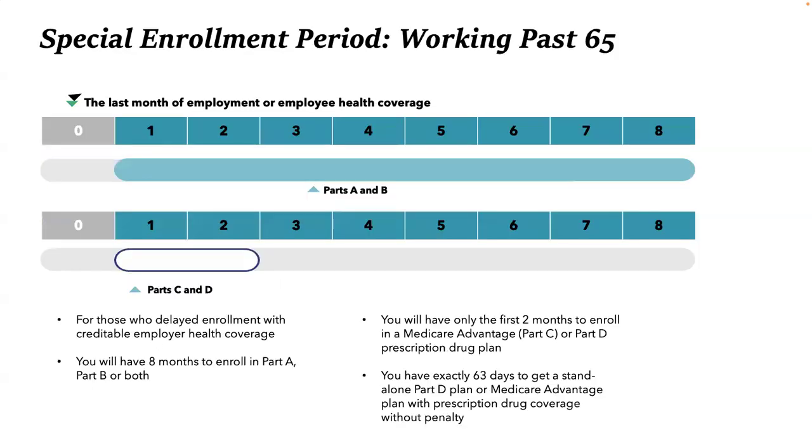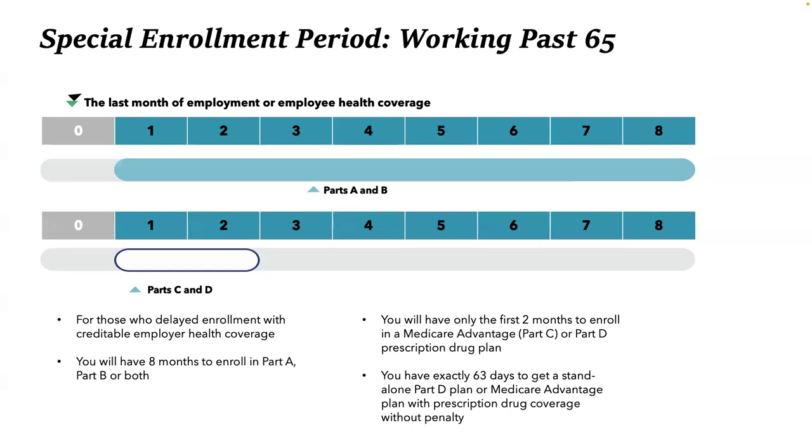In the event you choose to work past age 65, when you lose your employee health coverage, you will trigger what is called a special enrollment period. This will allow you to enroll in Medicare without any penalties up to 8 months after you have lost your coverage.